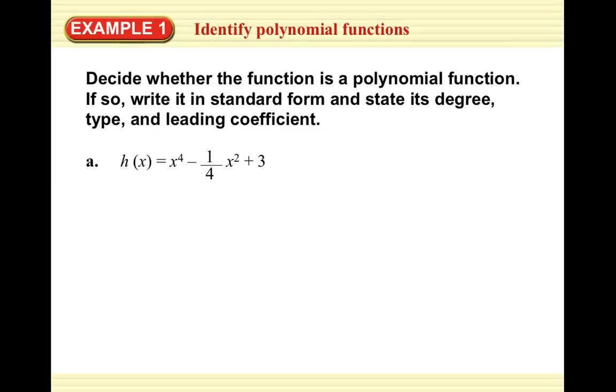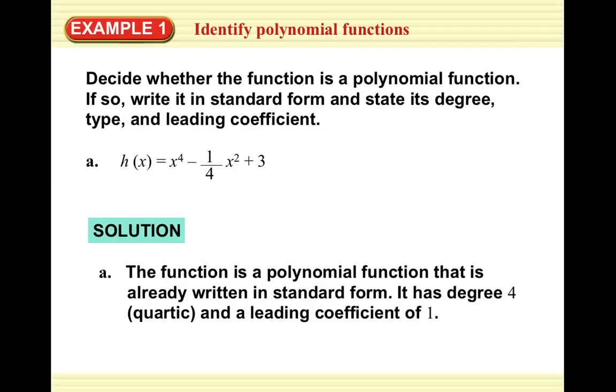So let's take a look at some of the examples on how we can determine if something is a polynomial function, and if it is, what order does it need to be written in, what degree is it, what type is it, and what is the leading coefficient. So our first example is h of x is equal to x to the fourth minus 1/4 x squared plus 3. So yes, this is a polynomial function. It's already in standard form because the order of exponents is decreasing from 4 to 2 to 0. It has a degree 4, so it is a quartic polynomial function.